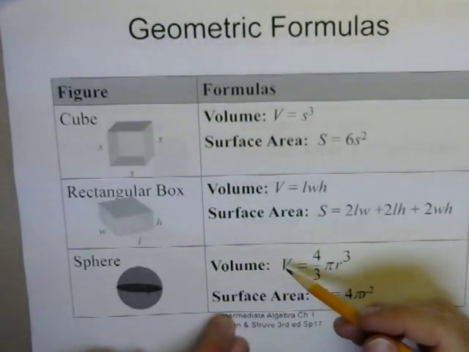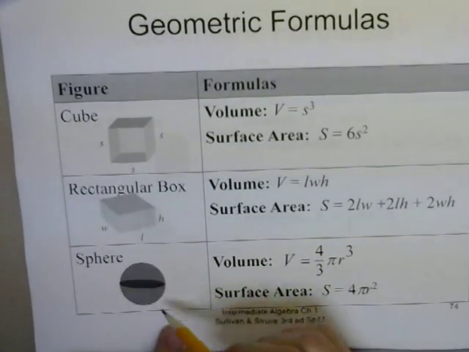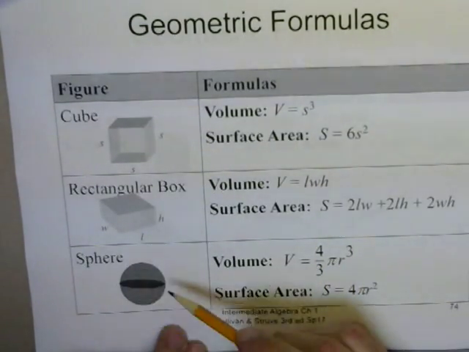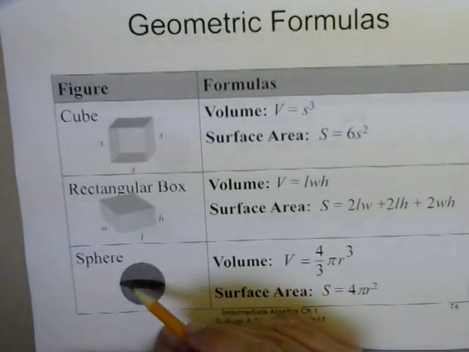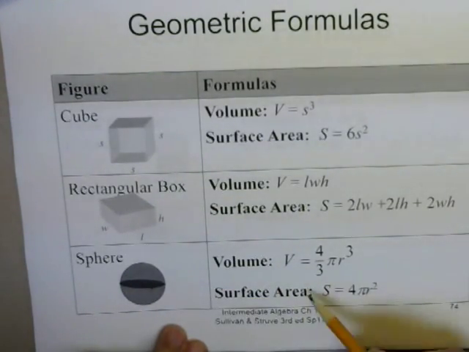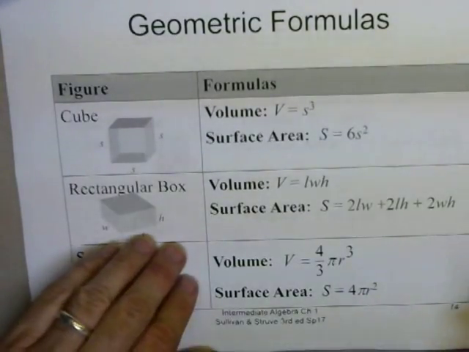For a sphere, remember the volume of a sphere is 4/3 pi r cubed, and the surface area of the outside of the sphere, again, is 4 pi r squared. I guess the way I remember that is that a sphere can be covered with 4 circles, right? Because remember, the area of a circle is pi r squared.